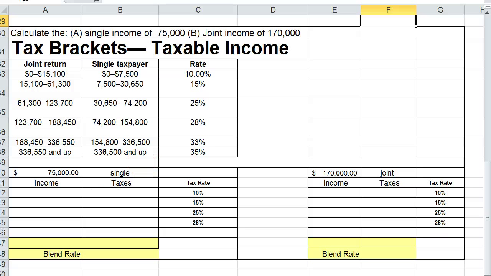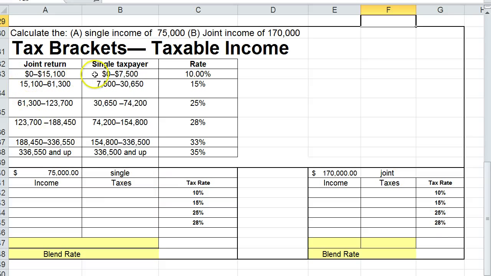So here I have two examples. I want you to calculate A, the single income of $75,000. Taxes are decided upon your filing status. Some people are married, filing jointly. Some people are single. So the first part of this question, I want you to calculate A, single income of $75,000, and part B would be calculated joint income of $175,000.